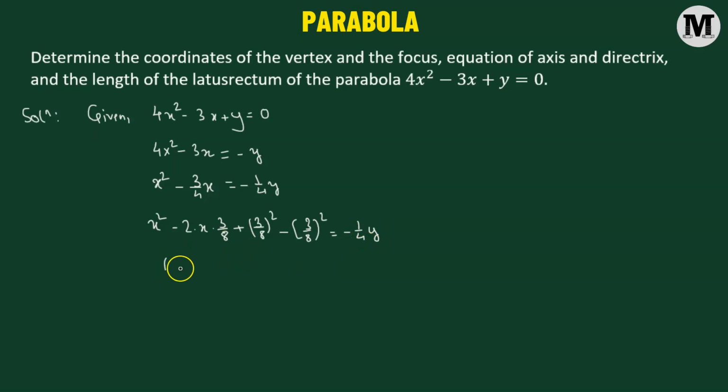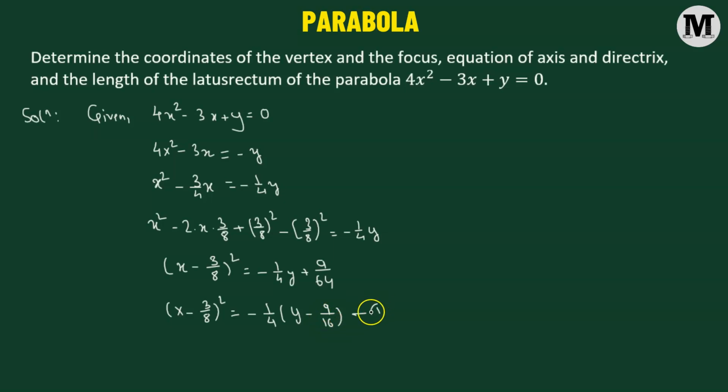Now the first two terms get converted into a perfect square, so we have x minus 3 over 8 whole squared. This will be equals to negative 1 over 4 times y. So what we'll do, we'll transpose negative 3 over 8 whole squared to the right hand side to get positive 9 over 64. So this will be x minus 3 over 8 whole squared equals to, we'll take negative 1 over 4 as the common factor. So we have y minus 9 over 16.